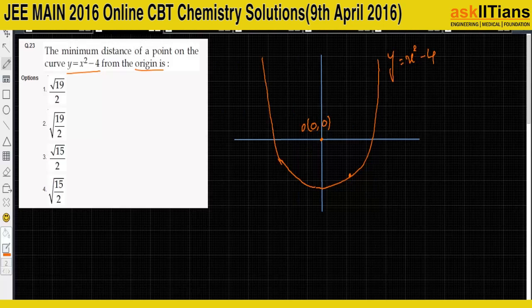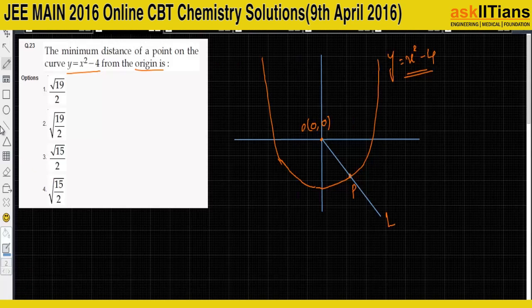So let me take a general point on this curve P, which is somewhere here, and I want to find out the minimum distance, right? I want to minimize this OP. When will this OP be minimum? I know that minimum distance always comes along the common normal. So if this line L is normal to this curve at point P, then only the distance OP will be minimum. This is the basic concept. If I want the distance to be minimum, then it is always along the common normal.